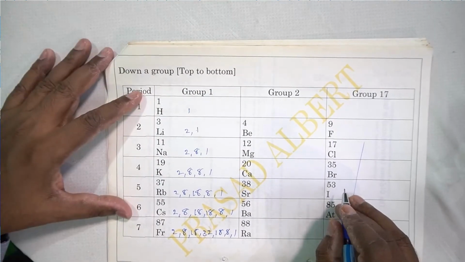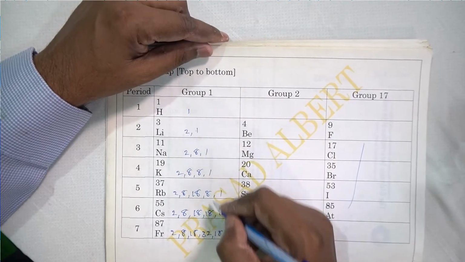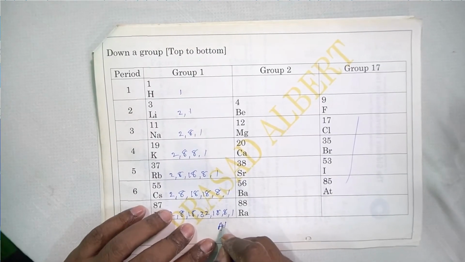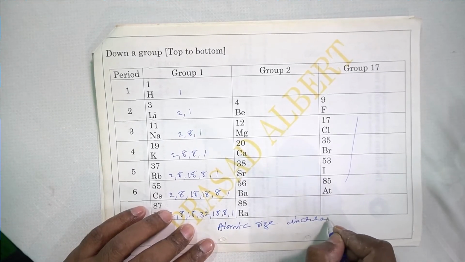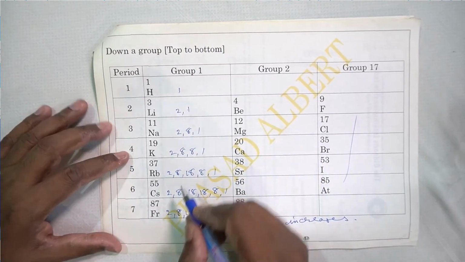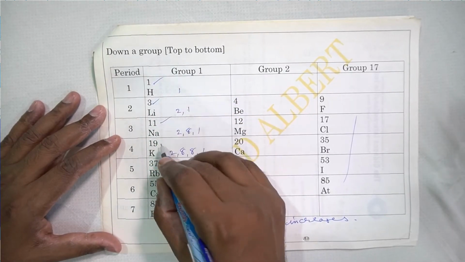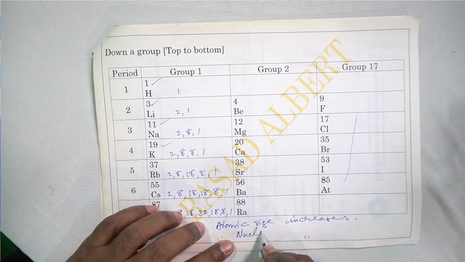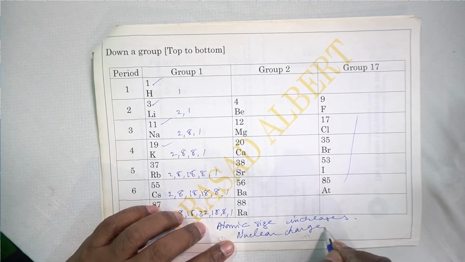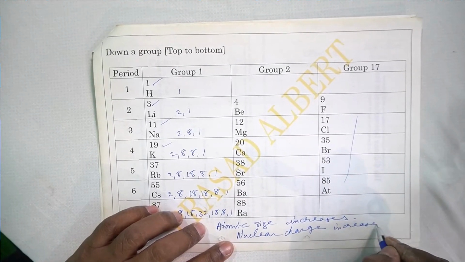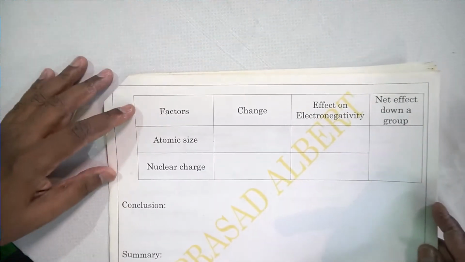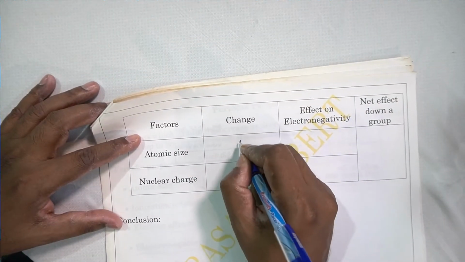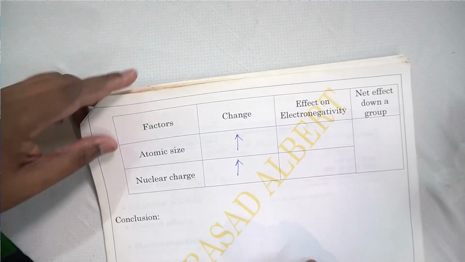So this is it. Now we have seen already that down a group, as the orbits are increasing, atomic size increases. This we have also discussed in the previous video. And the nuclear charge 1, 3, 11, 19, nuclear charge also is increasing. Okay, atomic size increases, nuclear charge increases, both are increasing down. So what will be the effect of this on the electronegativity?